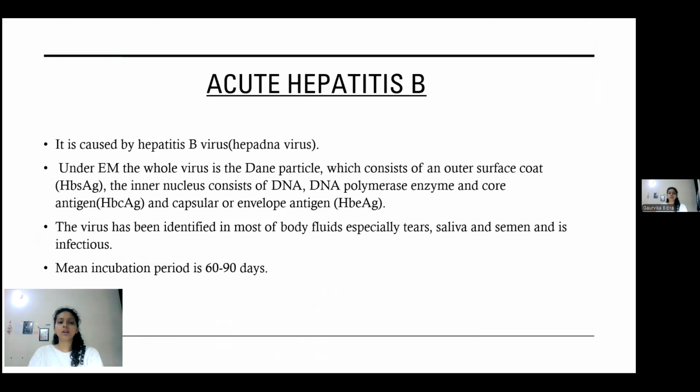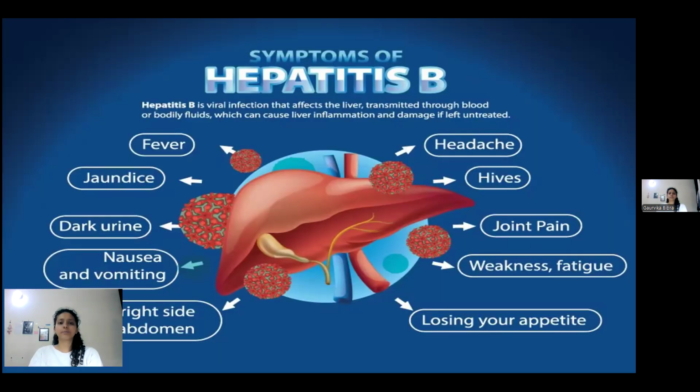Acute hepatitis B is caused by the hepatitis B virus, or hepadnavirus. Under EM, the whole virus is the Dane particle, which consists of an outer surface coat. The inner nucleus consists of DNA polymerase enzyme, core antigen, and capsular or envelope antigen. The virus has been identified in most body fluids, especially tears, saliva, and semen, and is infectious. Mean incubation period is 60 to 90 days.